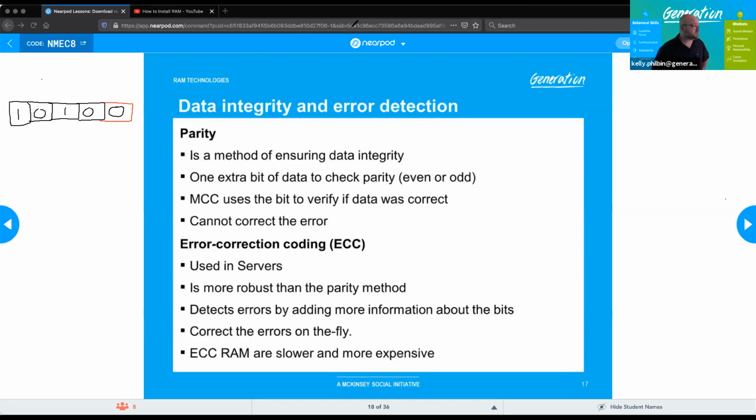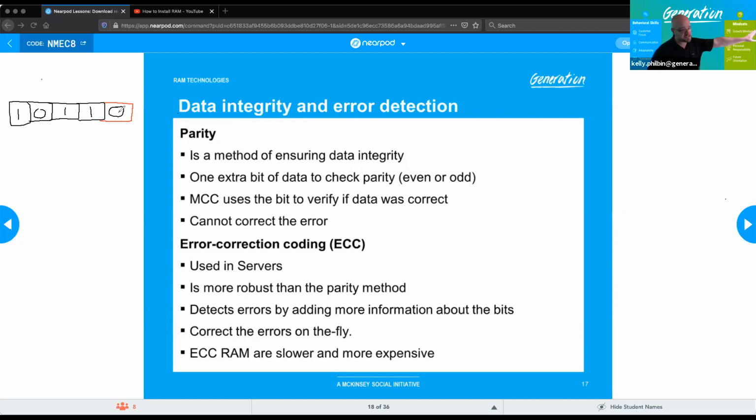Now, if it comes across like this, a 1, a 0, a 1, and a 1, and this bit right here tells us it's supposed to be even, but it's 3, so it's an odd number. This parity bit is going to tell us that's not correct. It'll send the information request back to the CPU and say, hey, I need that data sent one more time. This is wrong. That's essentially what a parity bit does.